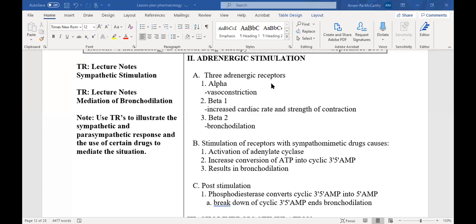All right, so you just learned that we had one nervous system with two parts. We have the parasympathetic and the sympathetic. You learn the components of both sides. You learn that the sympathetic nervous system gives us the fight or flight or bronchodilation.